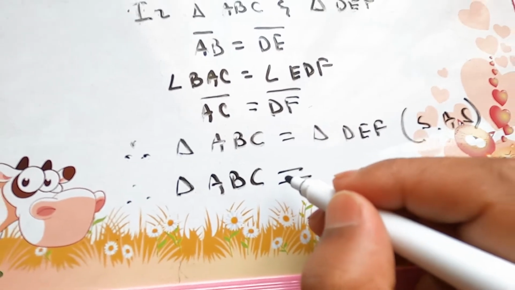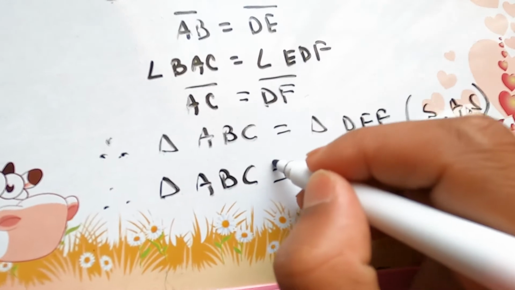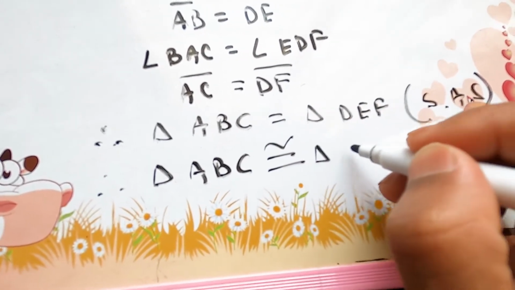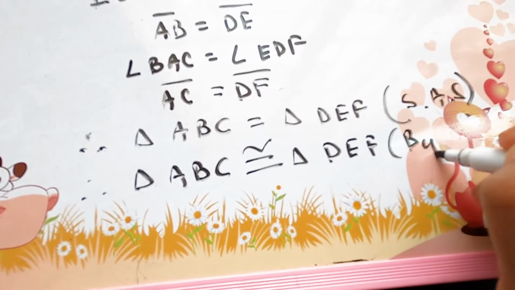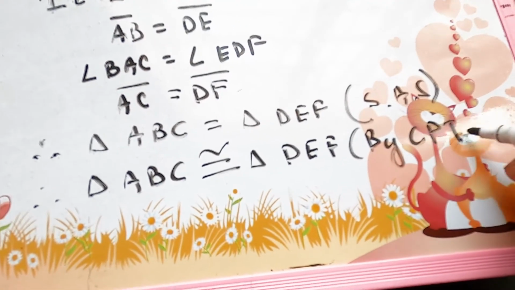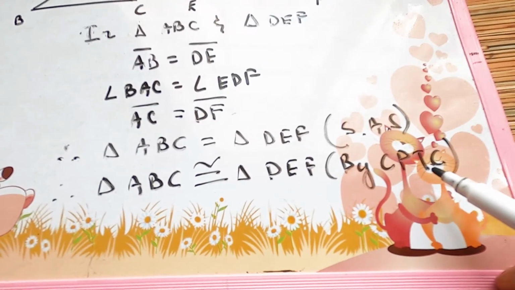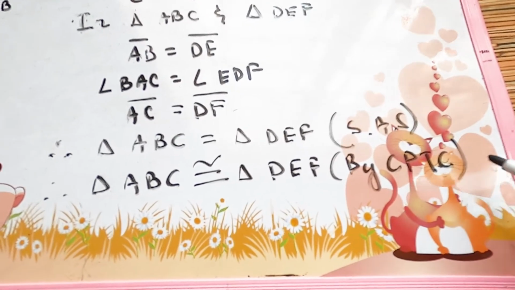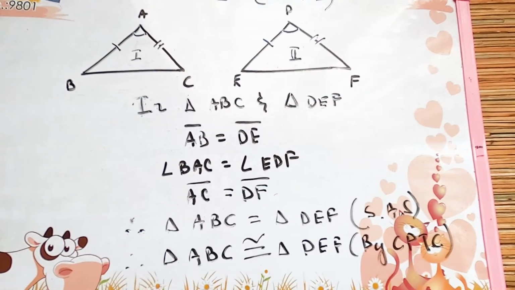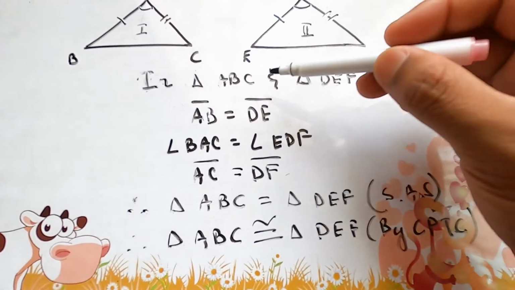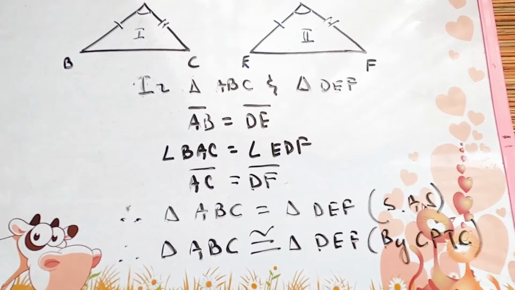This is the symbol for congruent. Triangle ABC is congruent to triangle DEF by CPCT, that is corresponding parts of congruent triangles. This is very simple to understand, and this is how we will prove that the two triangles are congruent.